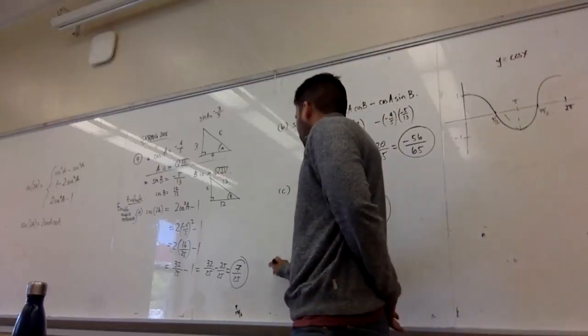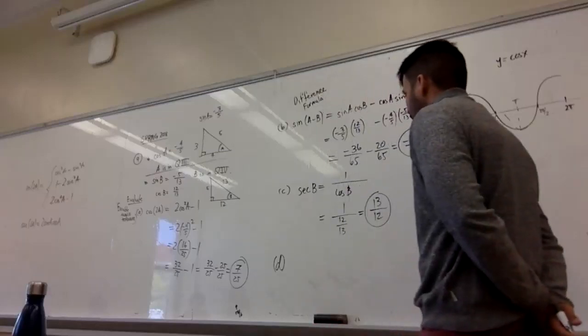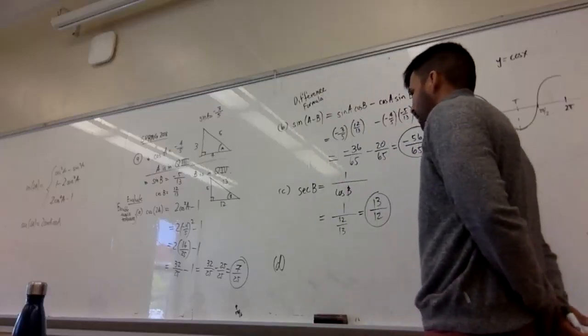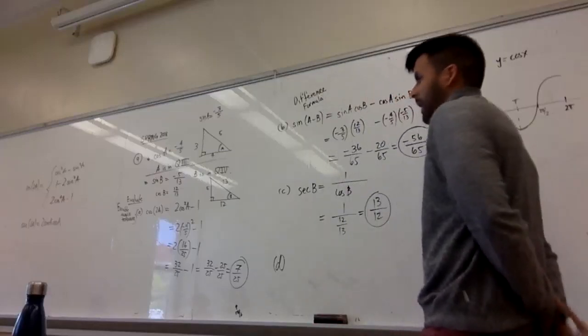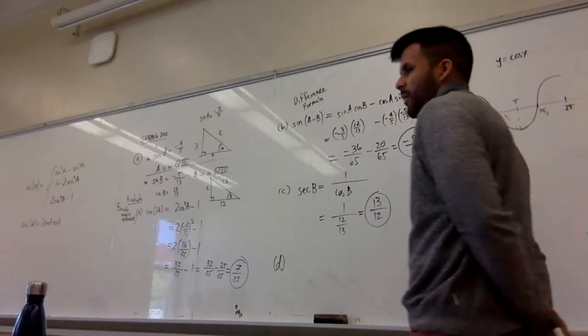That's the last one, huh? Just leave it 1 over 12 over 13. It's not complete. Simplify. Oh, simplify. 1 over 12 over 13 is 13 over 12.